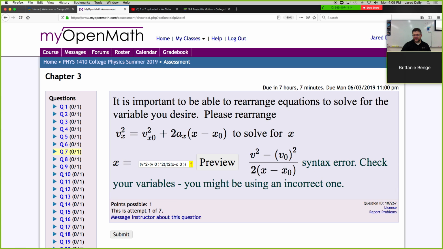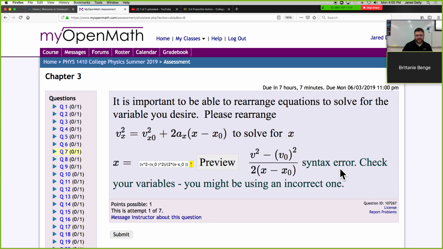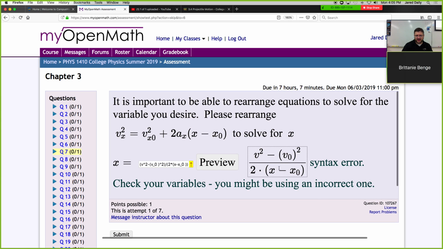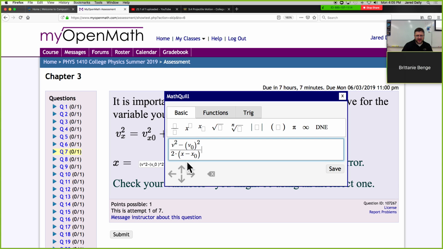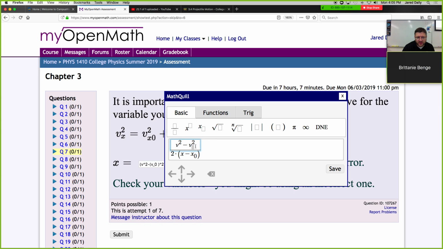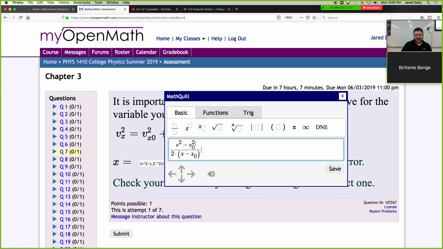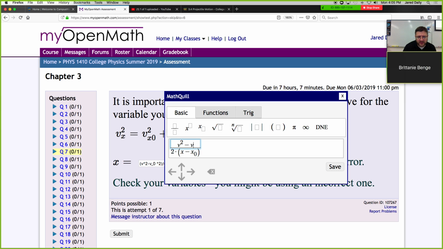Still doesn't like it, why not? You might want it 2 times here. It doesn't like this at all, I don't know why. Did anybody else do it this way and get it right? Let's try V underscore 0. Save. Okay, let's try to do the square first then. I didn't think it mattered which way I did it, but I'm going to try that first.